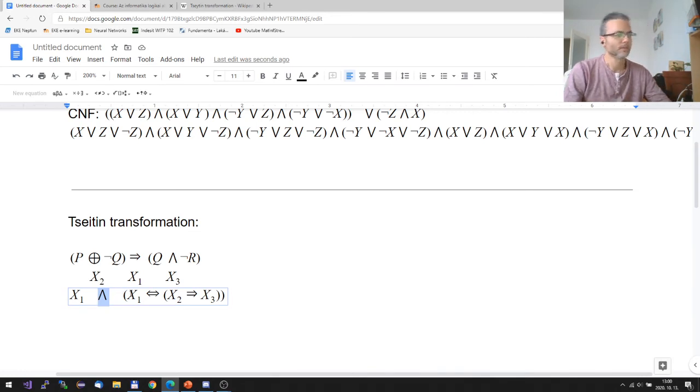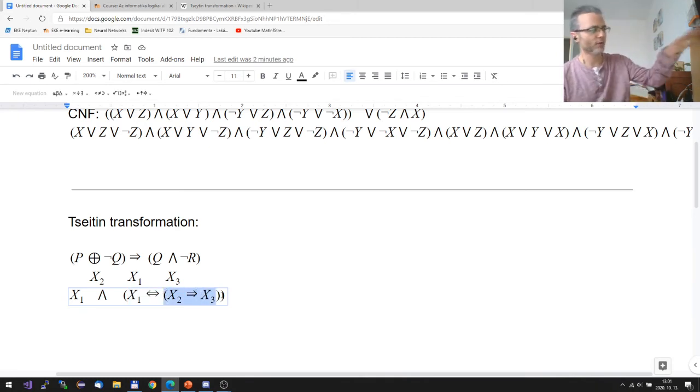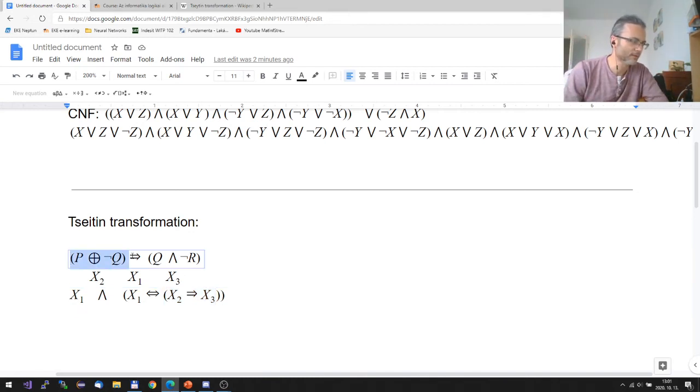Yes. Oh, okay. And here I also concatenate to this part of the formula the definition of x1. How do I define x1? x1 is defined as the implication of the first part of the formula and the second part of the formula. You see? Okay.